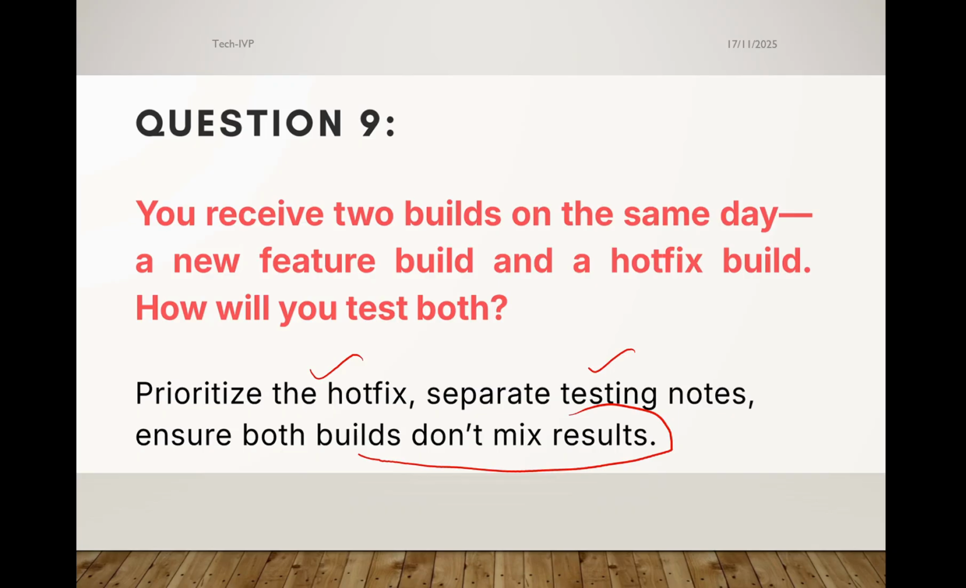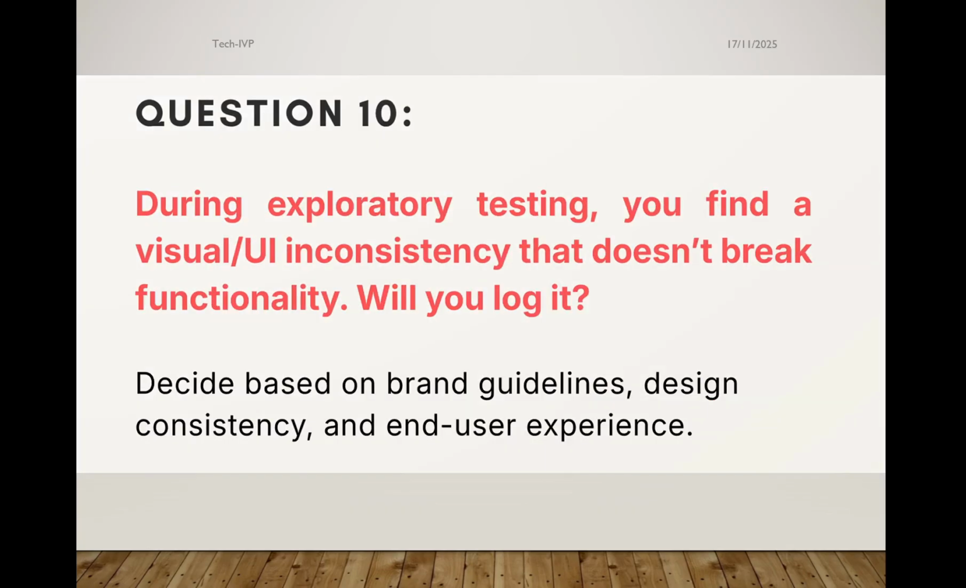Okay, and you also have to communicate these things with your manager and the product owner. Tell them, today I got these two builds. Which one is more important, the hotfix or the new feature? Which one do we have to release first? Then you have to share your time estimation and the impacted areas as well. Okay.